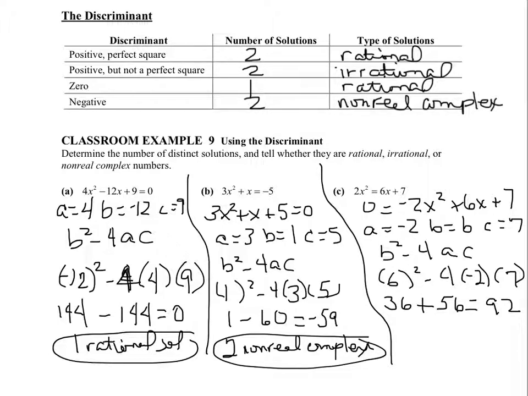Now, it's positive. I have to decide, is it a perfect square or not a perfect square? I can check that easily in the calculator. Square root of 92 is a nasty decimal. Therefore, I have two solutions that are irrational because it's not a perfect square.